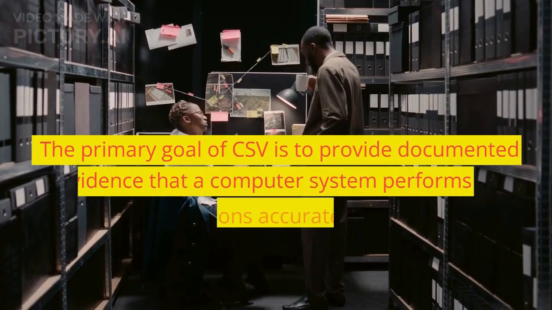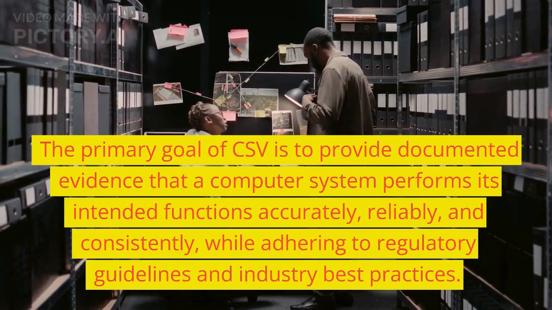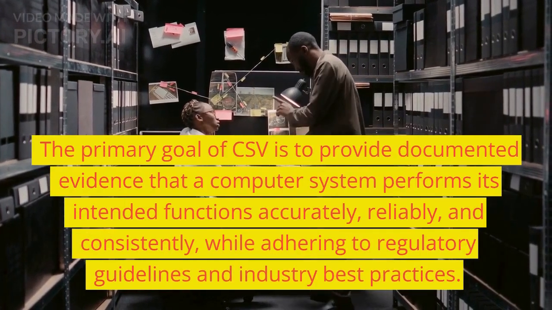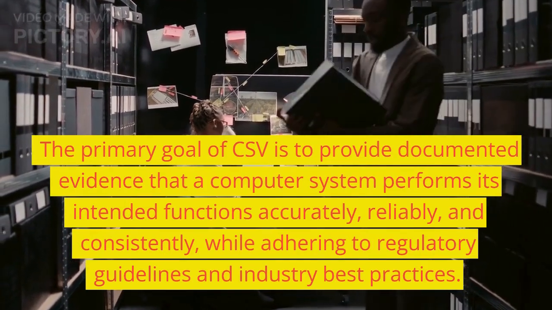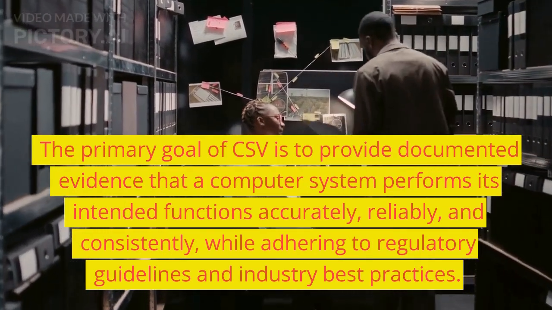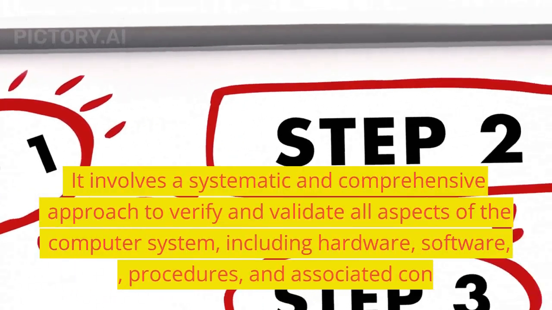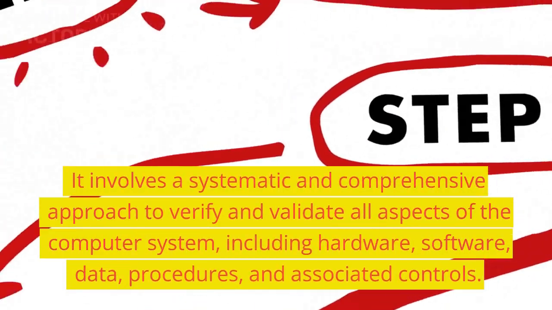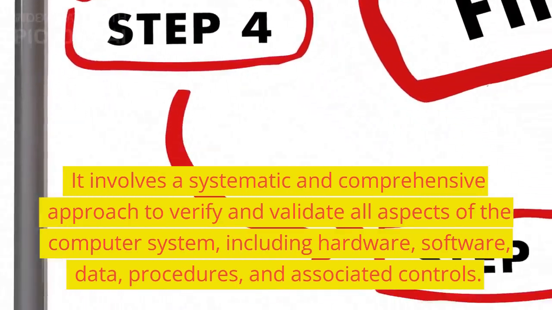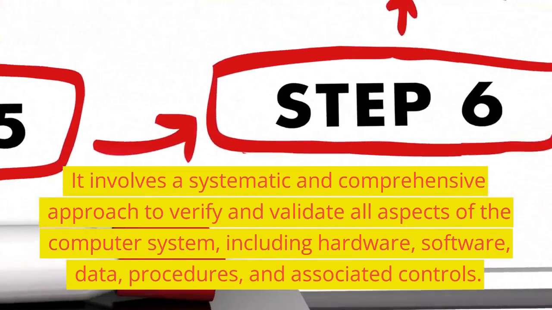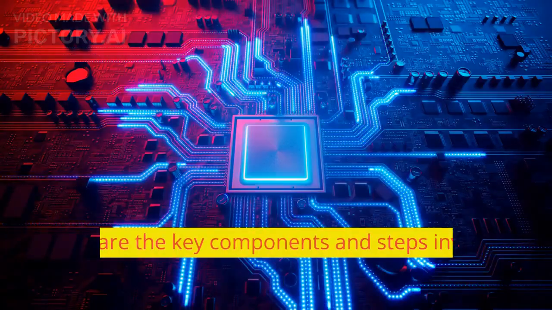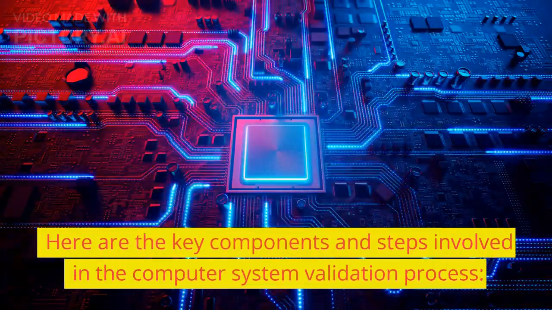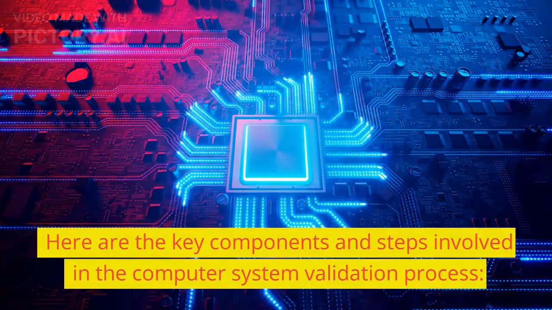The primary goal of CSV is to provide documented evidence that a computer system performs its intended functions accurately, reliably, and consistently, while adhering to regulatory guidelines and industry best practices. It involves a systematic and comprehensive approach to verify and validate all aspects of the computer system, including hardware, software, data, procedures, and associated controls. Here are the key components and steps involved in the computer system validation process.